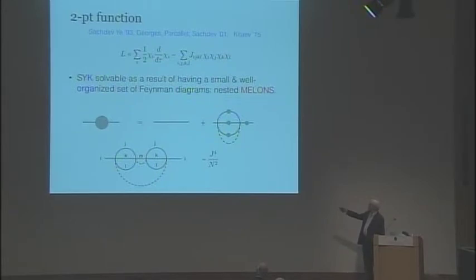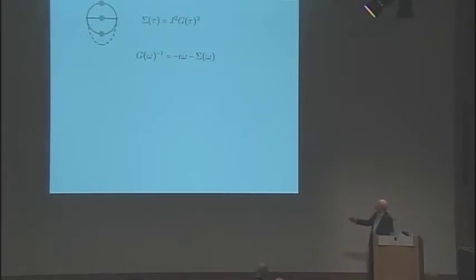This survives if you scale J correctly as N goes to infinity, but this diagram doesn't. It falls off like 1 over N squared. And the whole series for the 2-point function can be solved by noting that the self-energy, this is the self-energy that appears in the 2-point function, is just the only diagrams that survive are these, which means that the self-energy as a function of the time difference of these points is simply the full propagator cubed. And these equations close.